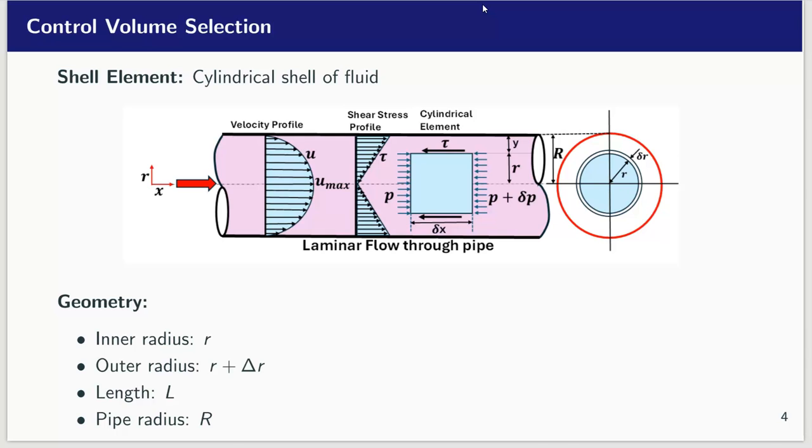Now here is the shell element, so we are taking this shell of thickness delta r. In that horizontal pipe, the geometry has inner radius r and outer radius r plus delta r, so that thickness is delta r, the pipe length is L, and the pipe radius is capital R.